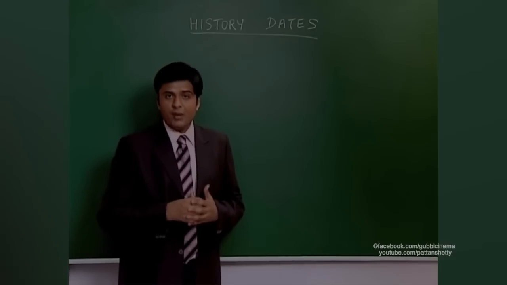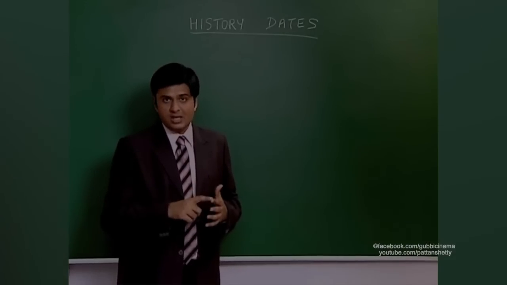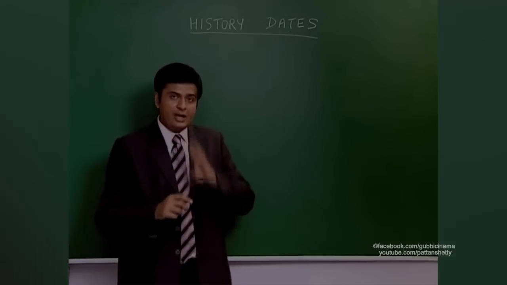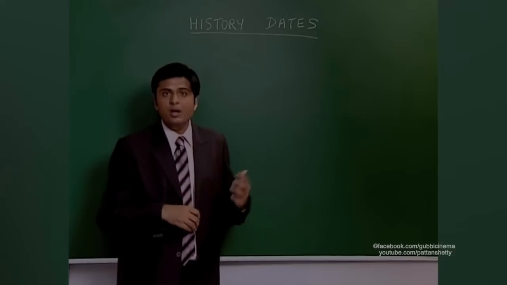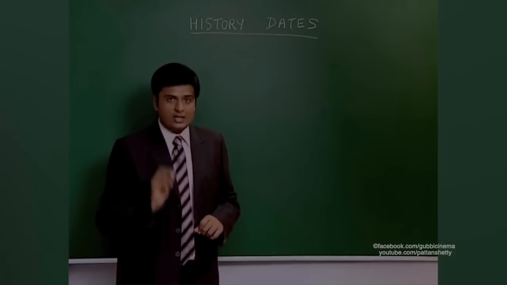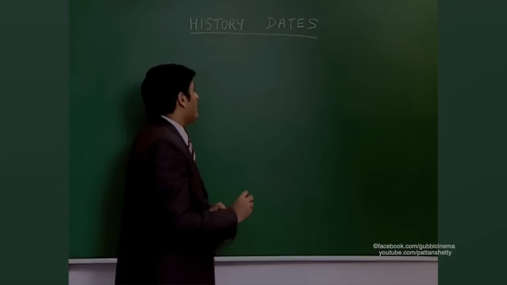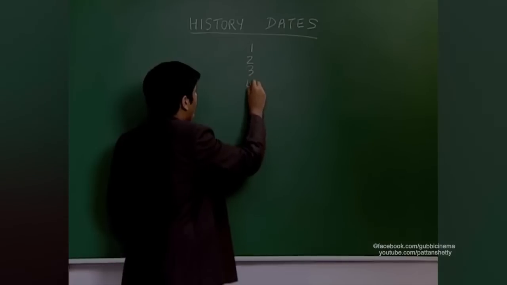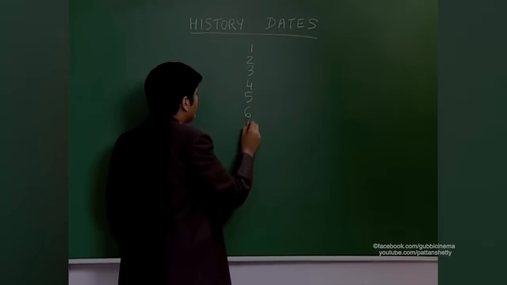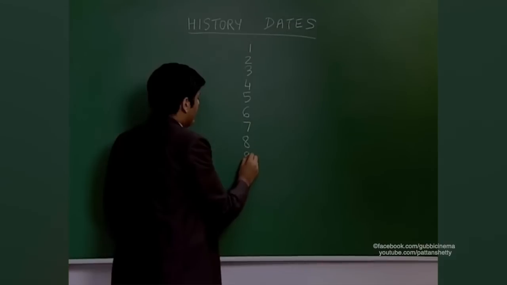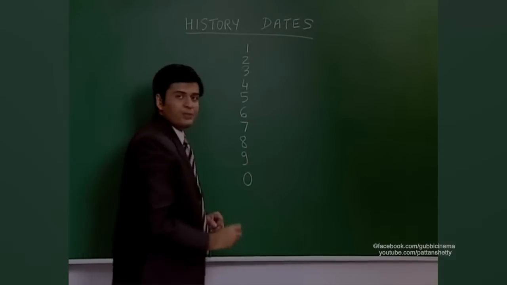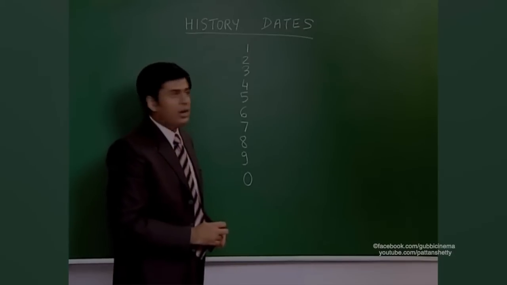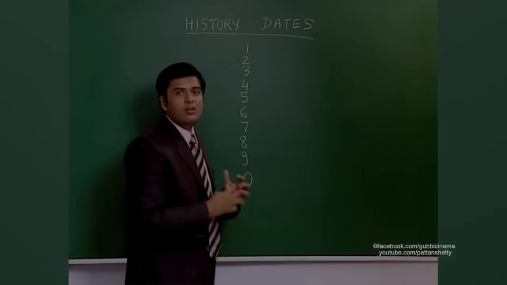But our techniques of memory say we must make pictures, sense and special. So here we are going to convert numbers into words to remember better. Let us see how that is done. I am writing here numbers from say 1, 2, 3, 4, 5, 6, 7, 8, 9 and 0. We have all the single digit numbers, and besides each number I am going to write down certain words.